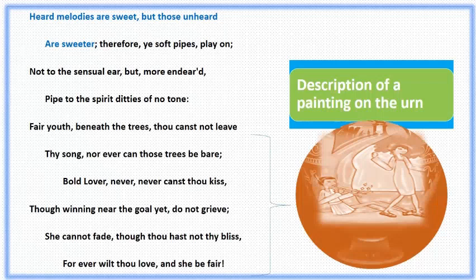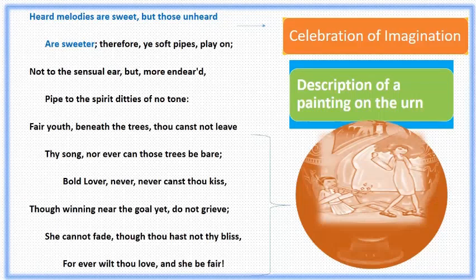One cannot hear it using the sensual ear because it is not audible to the ears. But the speaker is capable of hearing the melodies with the help of the imagination. The melodies heard by sensual ears are sweet, but the melodies heard by imagination are sweeter. In that sense, heard melodies are sweet, but unheard are sweeter. Unheard are sweeter captures one of the major characteristics of romantic poetry, that is the high flight of imagination or celebration of imagination. The lover is producing melody which can be grasped not through the sensual or physical ear, but by the ear of spirit or imagination.